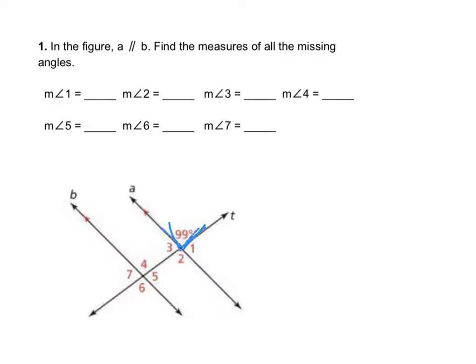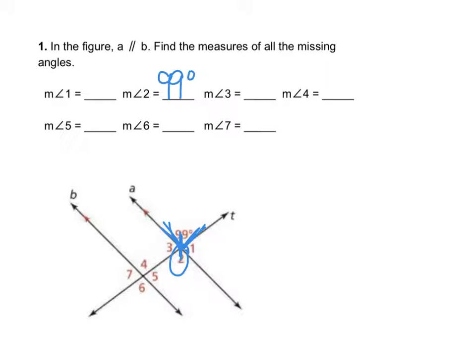If we think about the 99-degree angle, opposite of it is angle 2. Because it's opposite of 99 degrees, that makes that relationship a vertical angle. So that tells me that angle 2 would be equal to 99 degrees.